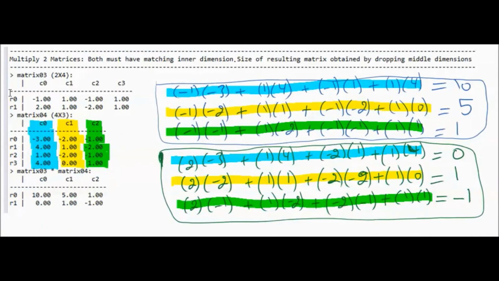So we multiply row 0 by column 0, so -1 times -3, we add to that 1 times 4, and we add to that -1 times 1, and we add to that 1 times 4. So this would give us 10.